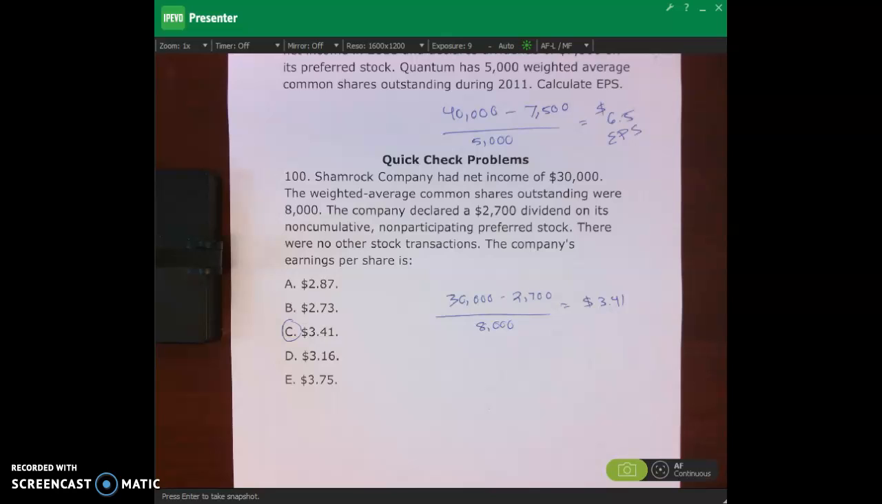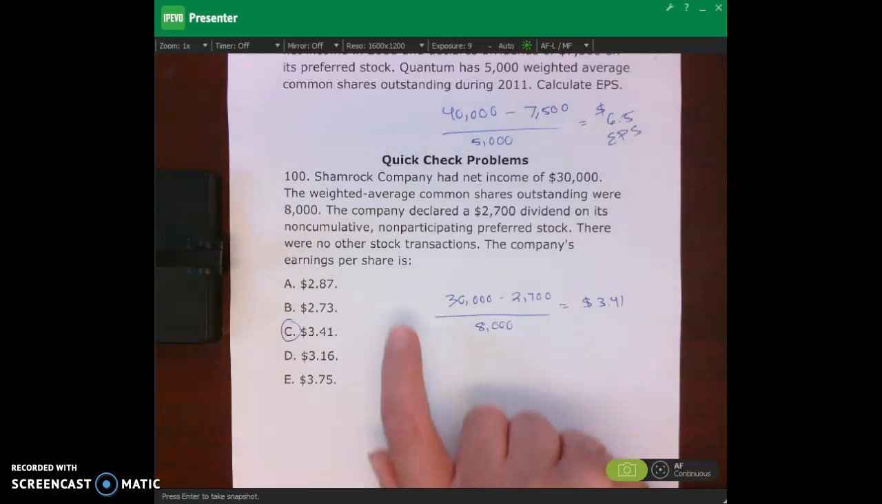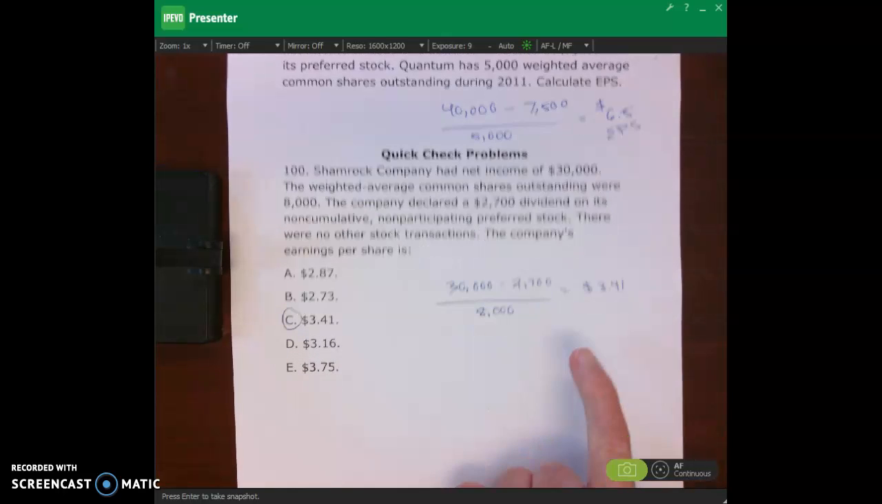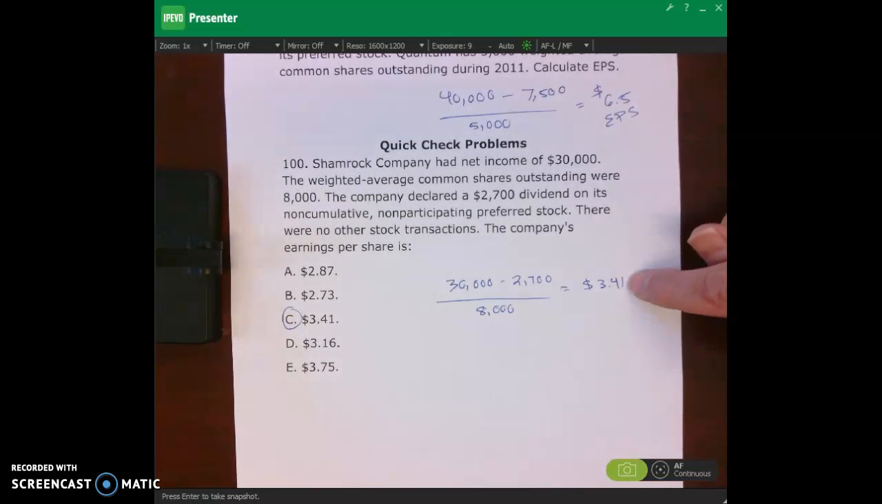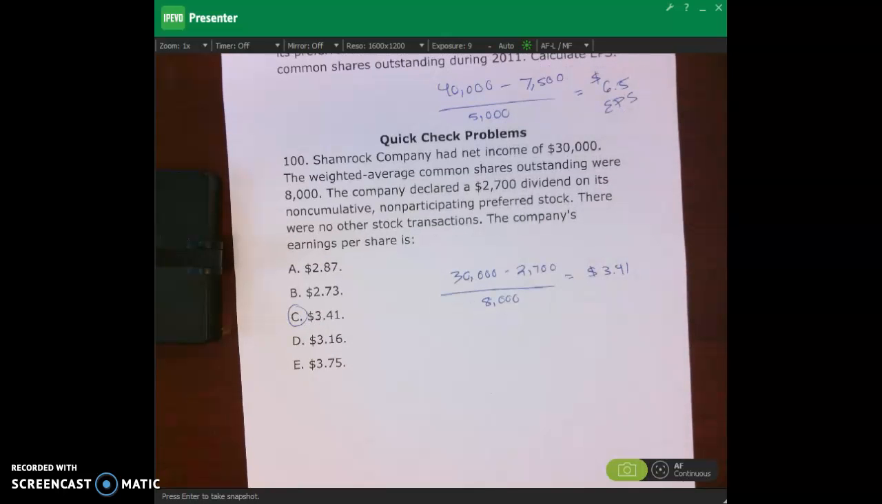Our Shamrock Company had net income of $30,000. The weighted average common shares outstanding were 8,000. The company declared a $2,700 dividend on its preferred stock. There were no other stock transactions, so we take our net income minus our preferred dividends divided by our weighted average common shares outstanding, which gives us $3.41, our earnings per share. C is the correct answer.